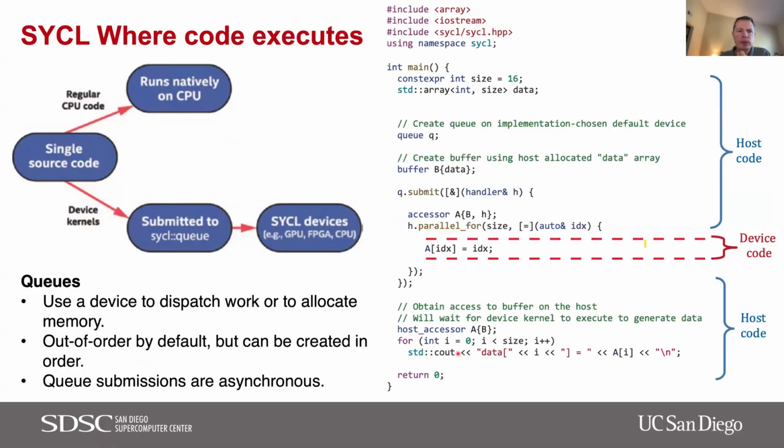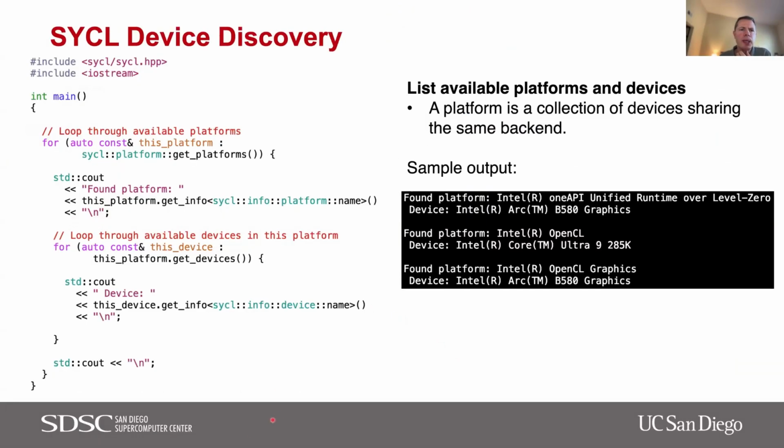Yeah, so that was basically this very simple SYCL kernel, and then, yeah, device discovery, right? So you can do things like looping basically. So what are we doing here? You can list available platforms and devices. So a platform is basically the collection of devices that share the same backend. And here's the source code on the left.